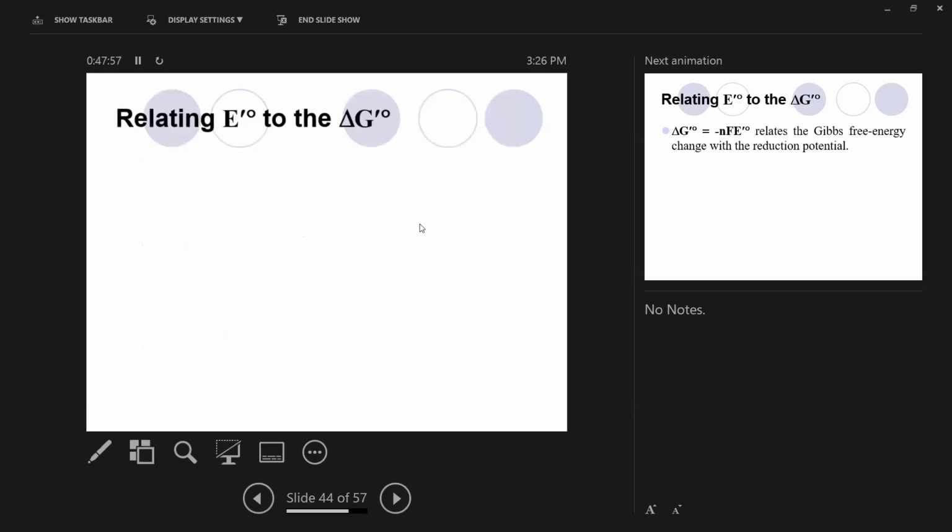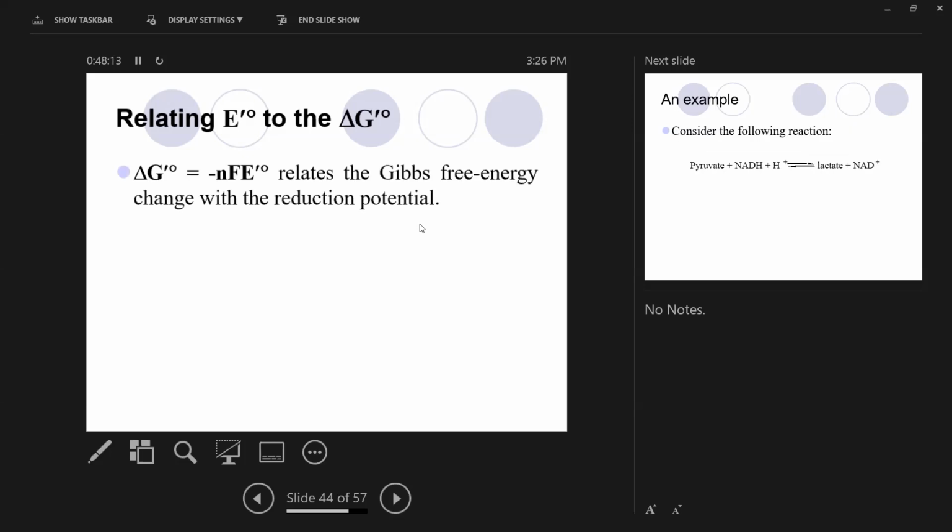Now, can we relate our electrical potential to our thermodynamic potential? We should be able to. If Maxwell's laws mean anything, then this should be something that's doable, and it is. And here's the equation.